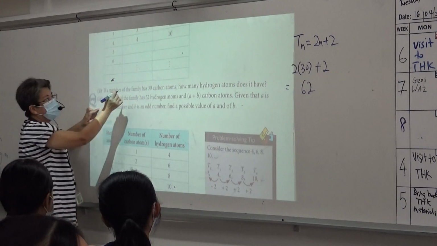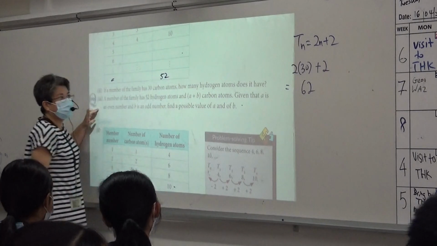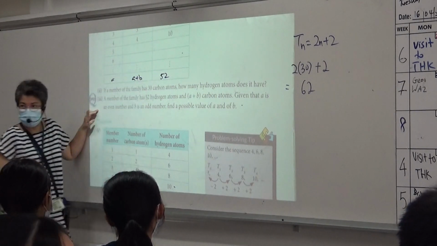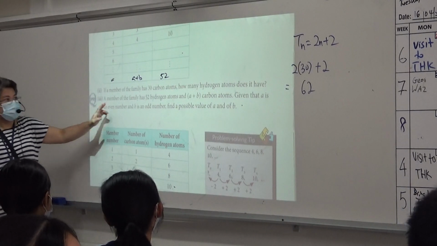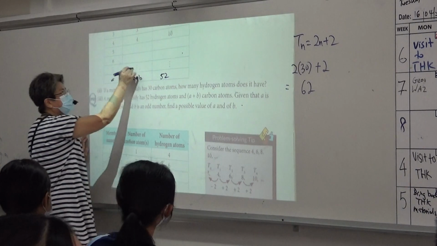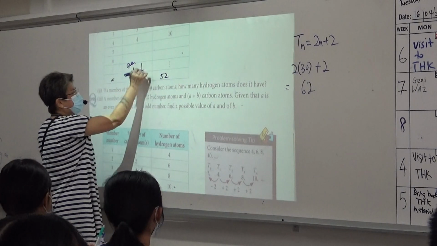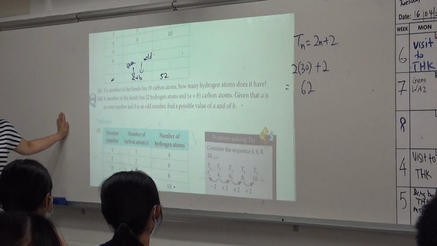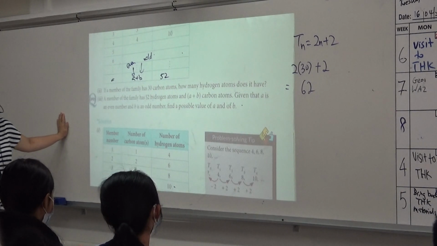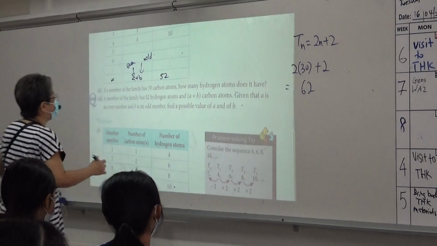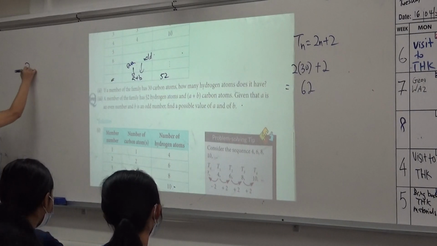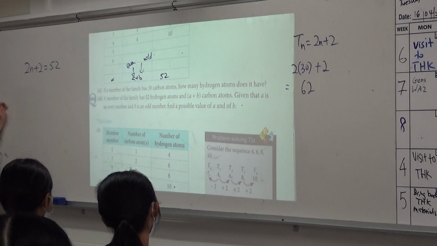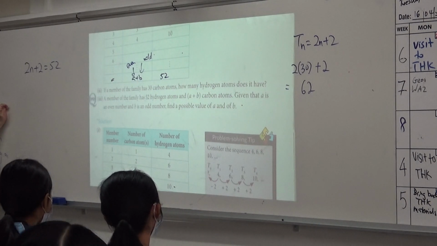family that has 52 hydrogen atoms, right? And this one is A plus B. Understand? Okay? Then, given that A is an even number, that means this guy is even, and this guy is an odd number, find a possible set of values of A and B. Okay? Now, this is 52. That means Tn plus 2 must be 52, right? I want all to look at the board. Look at the textbook. You might not understand.